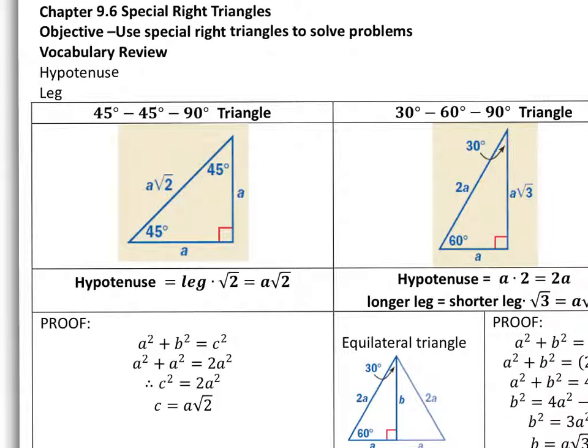9.6 Special Right Triangles. In this lesson, we're going to use special right triangles to solve problems. The first special right triangle we're going to look at is the 45-45-90 degree triangle. For this triangle, we would have both angles that are the same, 45 degrees and 45 degrees, along with the third angle to be 90 degrees.